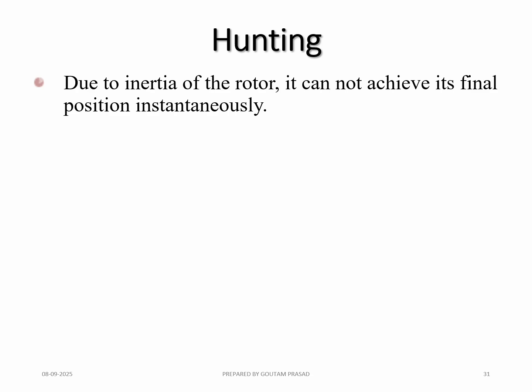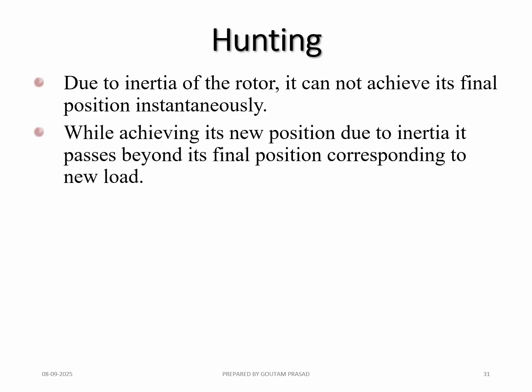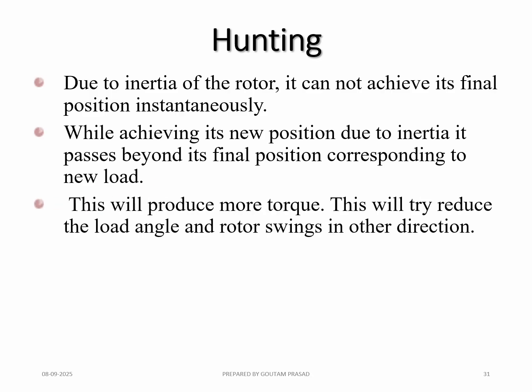Hunting is a problem in the case of AC generators or synchronous generators. Due to inertia of the rotor, it cannot achieve its final position instantly if load variation on the AC generator takes place. That means if the connected load varies quickly, then hunting is produced in the AC generators, and that has to be taken care of. While achieving the new position, due to inertia, it passes beyond its final position corresponding to the new load, and oscillation starts. That is basically called hunting.